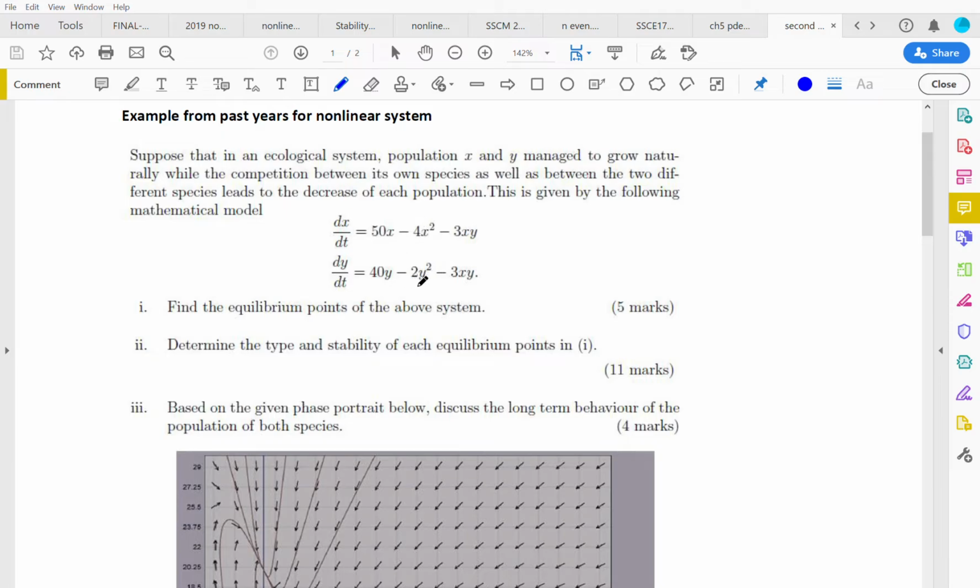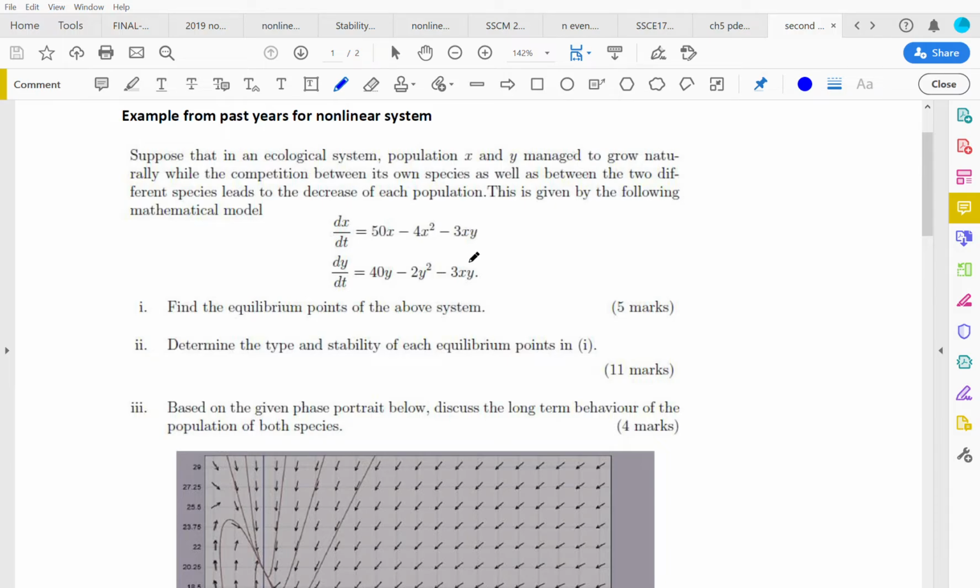For the second term in the second equation, it is similar. y squared means competition between the same species of y. It may lead to the decline of the species. That's why we have a negative.